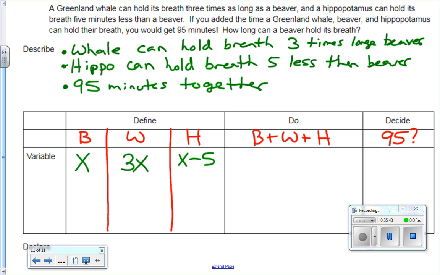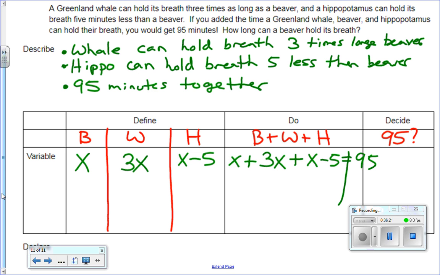All right, so what's my equation? Add the beaver, the whale, and the hippopotamus. So x plus 3x plus x minus 5 equals what? Equals 95. All right, how do I solve that? Because you're not going anywhere till we're done. How do we solve it?